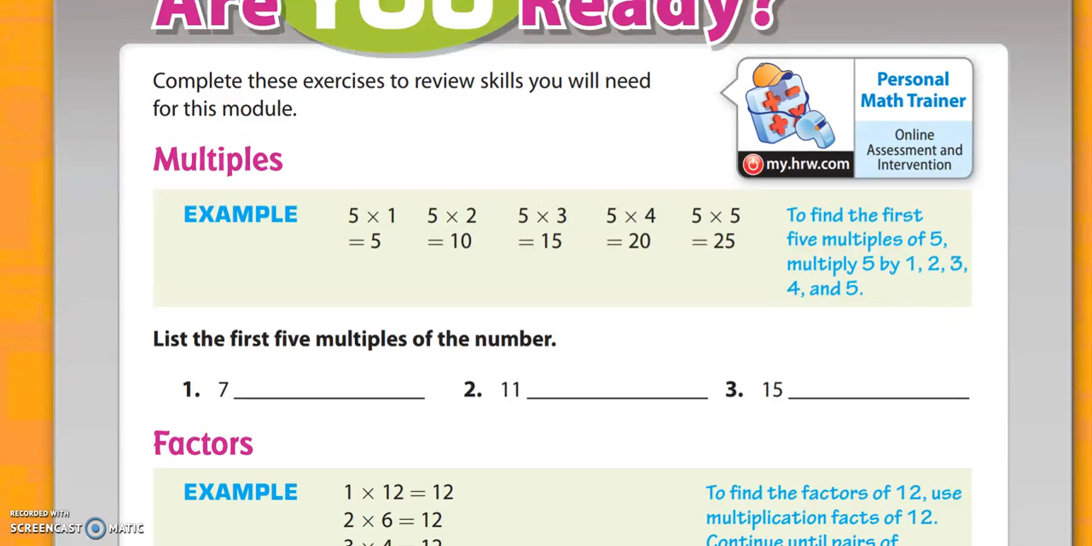I want to point out to you though that for each time there's a set of questions, there's a nice hint up here that kind of tells you what a multiple is. So let's go check it out. Numbers 1 through 3, the directions read, list the first 5 multiples of the number.